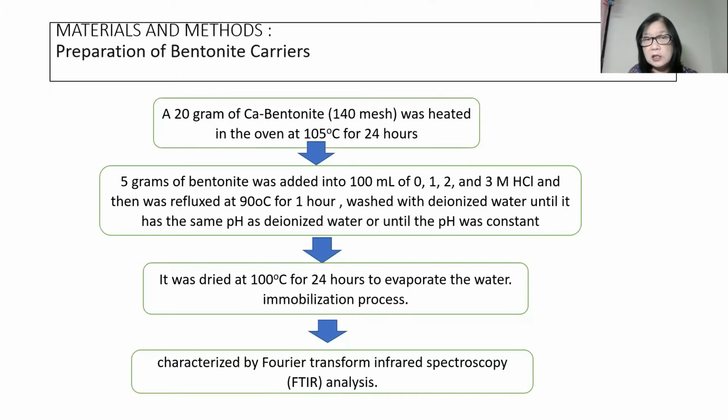In the preparation of the bentonite carrier, we use 20 grams of calcium bentonite, heated first in the oven to remove the moisture, and then we activate it using hydrochloric acid. We try 1 molar, 2 molar, and 3 molar hydrochloric acid. And then we reflux, and after that we wash, and then we use it as the matrix or carrier.